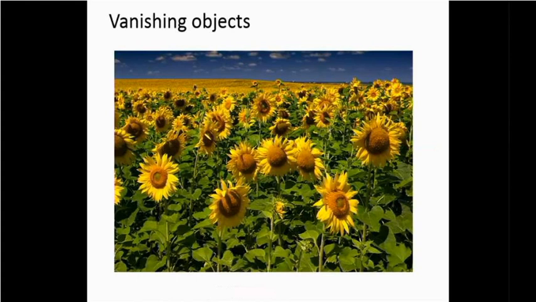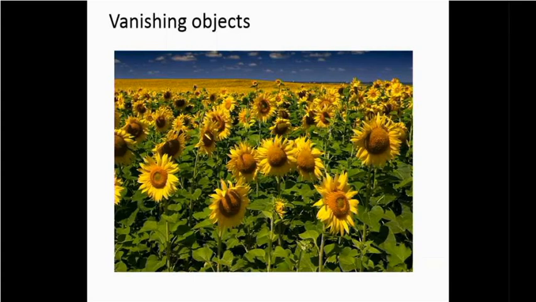So you can also have vanishing objects. As objects get far away, they get really small, so it's another cue for depth. If you've got a bunch of rocks on a field, then you can get some sense for the orientation of the field based on the rate at which the rocks get smaller as you go up in your field of view.